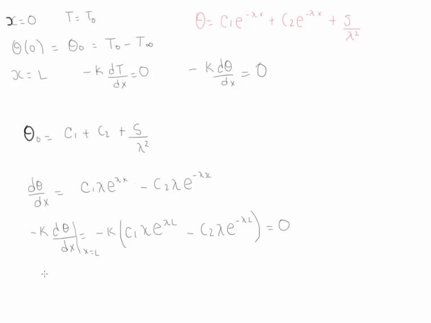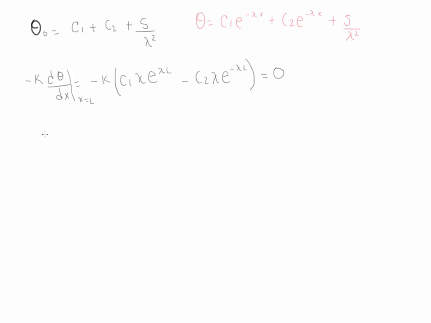By doing those evaluations, notice that we have two equations and two unknowns. The two unknowns are going to be C1 and C2. The value of C1 is simply going to be theta 0 minus S over lambda squared divided by 1 plus e to the 2 lambda L. C2 is going to be theta 0 minus S over lambda squared divided by 1 plus e to the negative 2 lambda L.